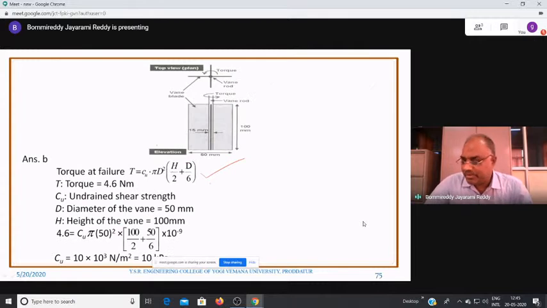From the diagram, you can look at D equal to 50 millimeters. So all the parameters are known. T is known, H is known, D is also known, and using this, substitute and get the value of Cu. That's all about it. The question is big and is also associated with a diagram, but there is no need to worry.